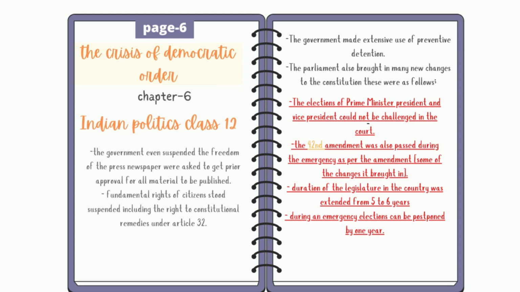The parliament also brought in many new changes to the constitution. These were as follows. The election of Prime Minister, President and Vice President could not be challenged in the court. The 42nd Amendment was also passed during the emergency. As per the amendment, some of the changes brought in: duration of legislation in the country was extended from 5 to 6 years. During an emergency, elections can be postponed by 1 year.